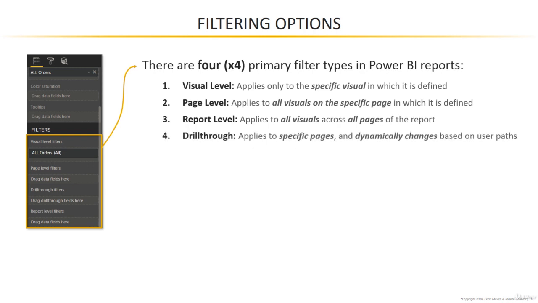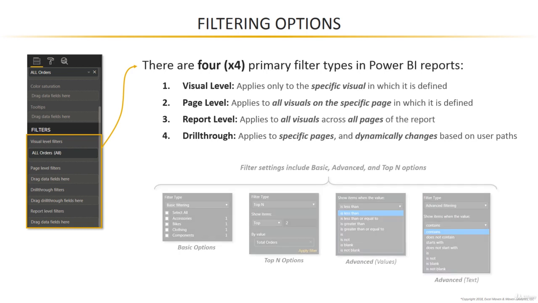The fourth type of filter is a drill through. This one's a little bit different, and we're going to dedicate an entire video just to drill through filters, but basically they apply to pages. So it's similar level as a page level filter, but they dynamically change based on user click paths. So they're really useful tools and certainly worth a video of their own.